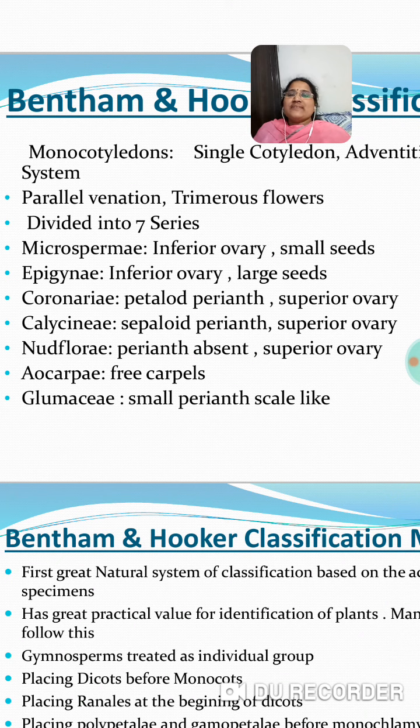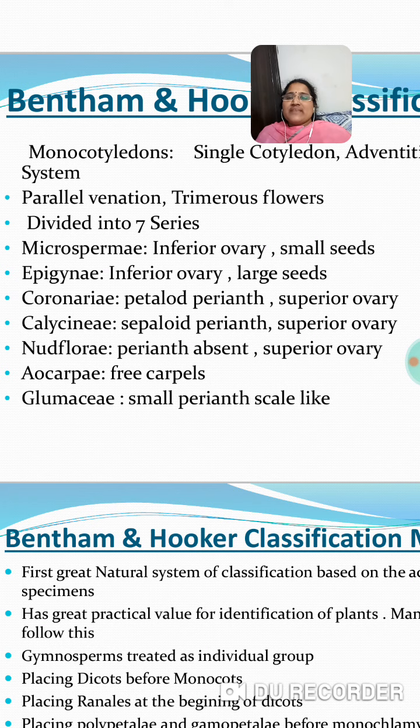And the next one is the nudiflorae. In nudiflorae the perianth is completely absent. That means the calyx and corolla, that is the sepals and petals, are completely absent in the flower, and the superior ovary is present. So if the flowers consist of the superior ovary and the complete absence of perianth, such plants are grouped under nudiflorae. In nudiflorae, flowers are nude, naked, without sepals and petals. Such flowered plants are kept under nudiflorae.